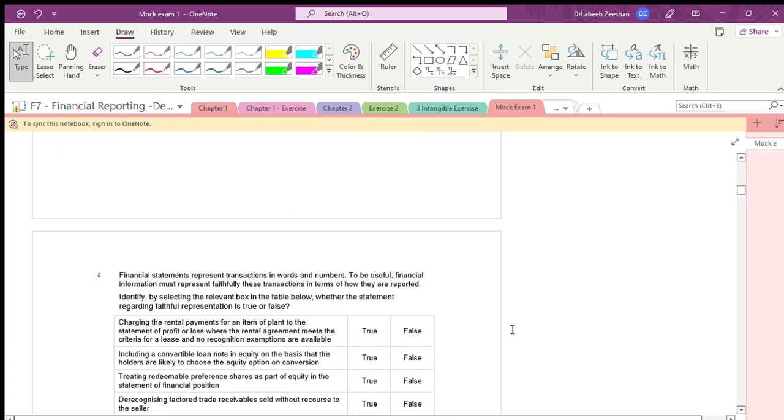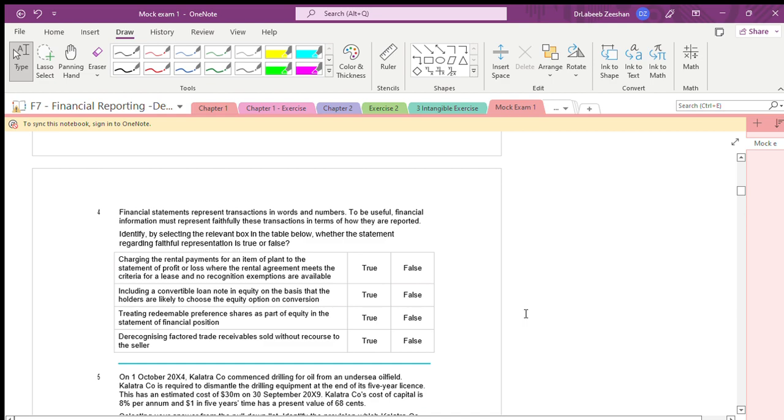Yes, it's okay. Fine. Financial statements represent transactions in words and numbers. This is lecture 7, okay? To be useful, financial information must represent faithfully these transactions in terms of how they are reported. Financial transactions talk about words and numbers. Identify by selecting the relevant box in the table below whether the statements are a faithful representation, true or false.